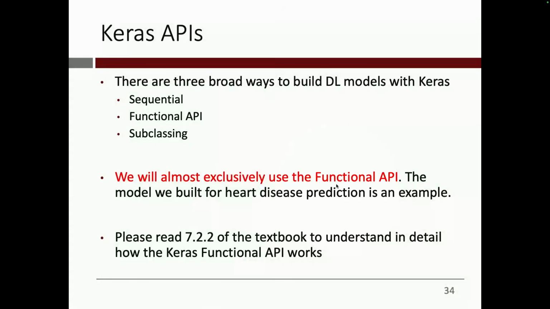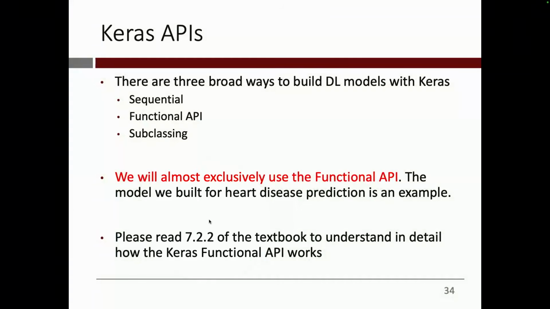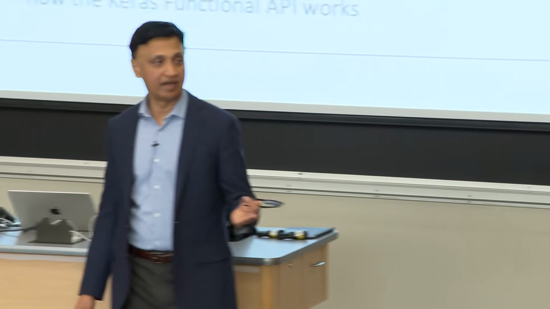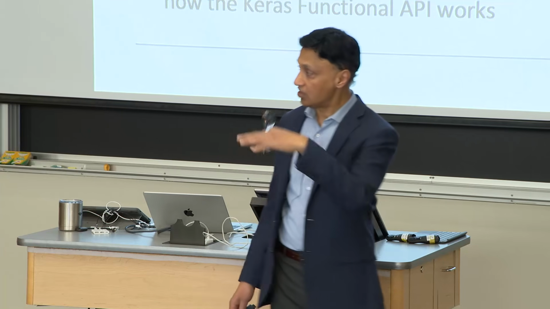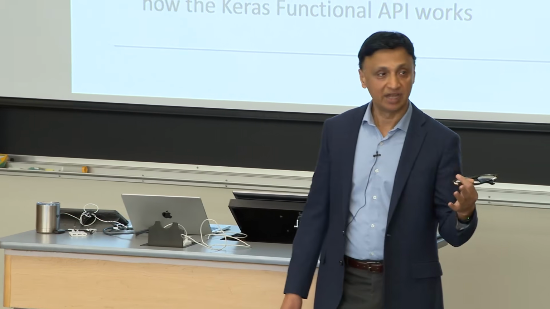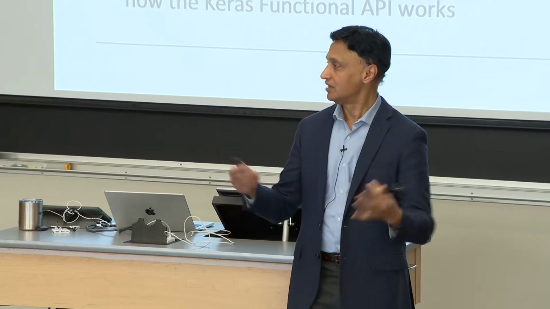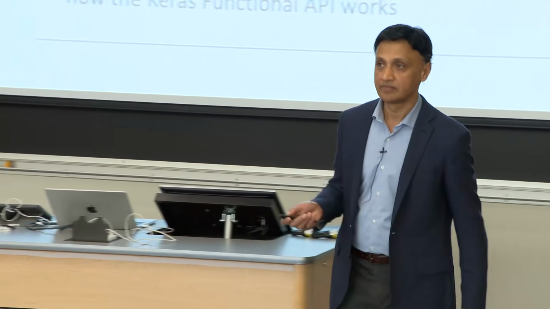And in fact, the model we built for heart disease prediction uses the functional API, so just read 7.2.2 of the textbook to understand in detail how the API works. I find in my own work, the functional API is basically all I need. I don't need to do anything more complicated than that. And as you will see, as you work on the homeworks and on your project, it's a beautifully designed Lego block environment for doing these things, and you can create very complicated models very easily.